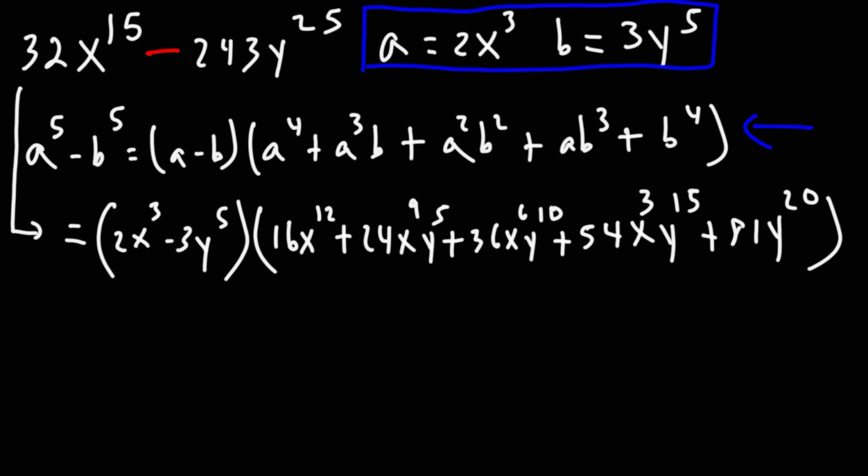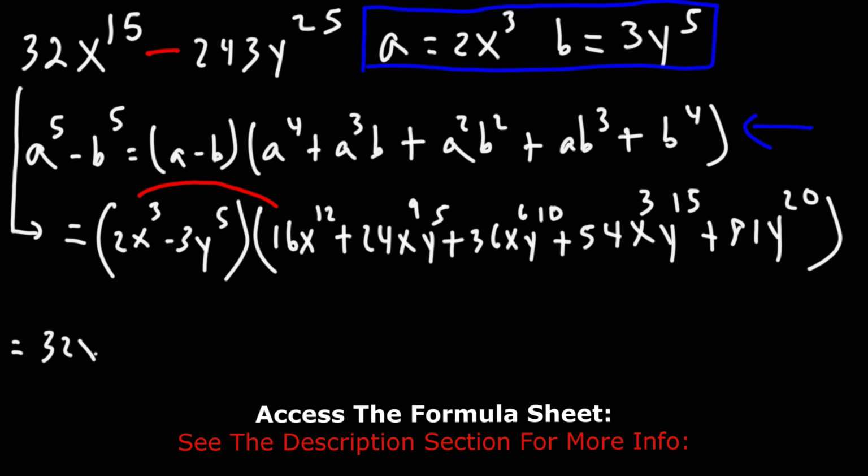But now let's confirm our answer. What we're going to do is FOIL what we have here and make sure we get our original expression. This is how we can confirm that we have the right answer. So let's multiply 2x cubed by 16x to the 12th power. So 2 times 16 is 32. And then we can add 3 and 12. That will give us 15. So already we got the first term, 32x to the 15.